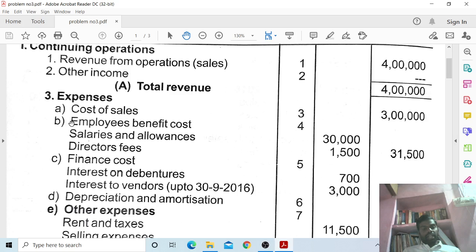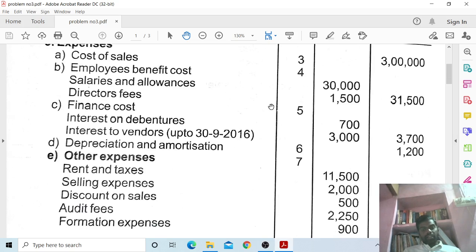Third, expenses. A, cost of sales, note number 3, direct, total column 3 lakh. B, employees benefit cost, note number 4. Under salaries and allowances 30,000 in the amount column, director fees 15,000 in the amount column, total salaries and allowances, employees benefit cost 31,500.